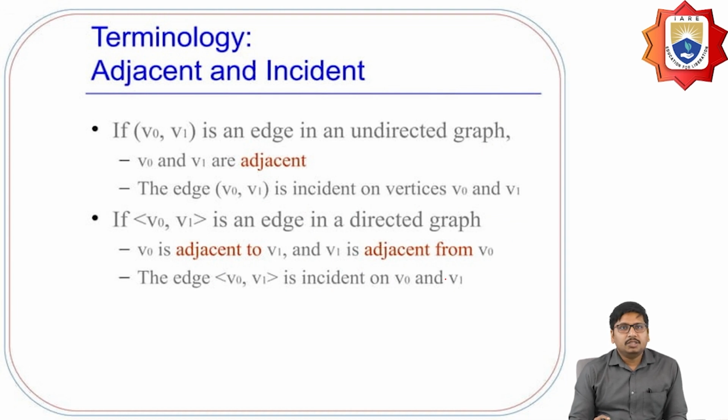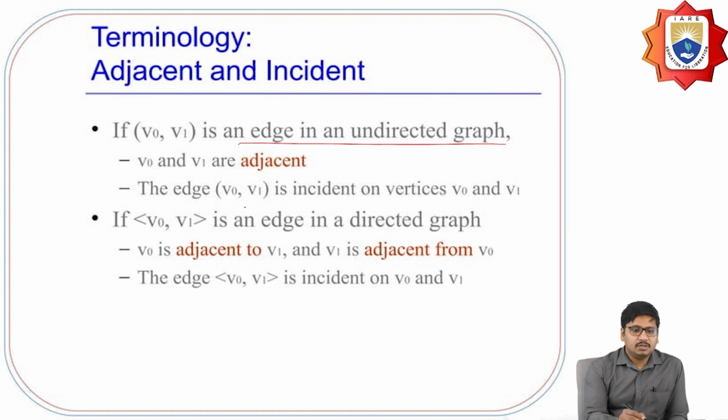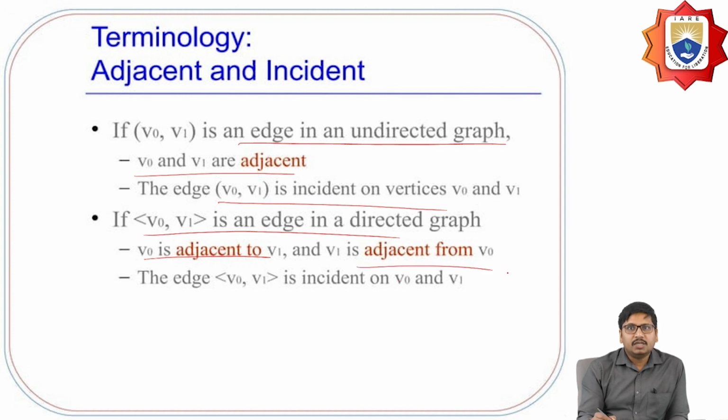When it comes to terminology, if (V0, V1) is an edge in an undirected graph, then V0 and V1 are said to be adjacent, and this edge is incident on the vertices V0 and V1. Similarly, if there is an edge in a directed graph, then V0 is adjacent to V1 and V1 is adjacent from V0. That means if there is an edge from V0 to V1, then V0 is adjacent to V1 and V1 is adjacent from V0.